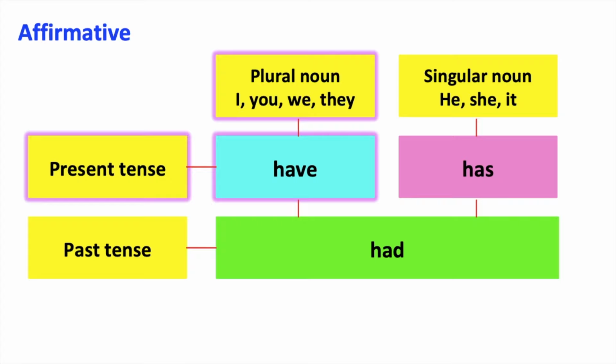If the subject is a plural noun, I, you, we, or they, and the sentence is in the present tense, then we use the verb have. For example, I have 2 pencils.